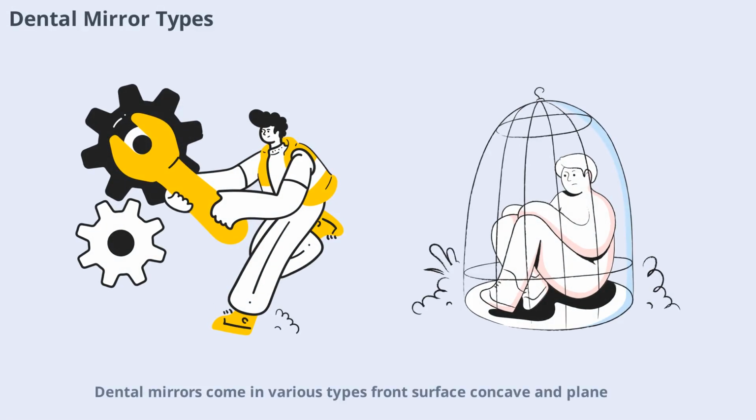Dental mirrors come in various types: front surface, concave, and plane. Front surface mirrors produce a clean, clear image with no distortion but are easily scratched. Concave mirrors magnify the image but can cause distortion. Plane mirrors produce a double image, which can be distracting. Choosing the appropriate mirror type is important for accurate visualization during periodontal procedures.